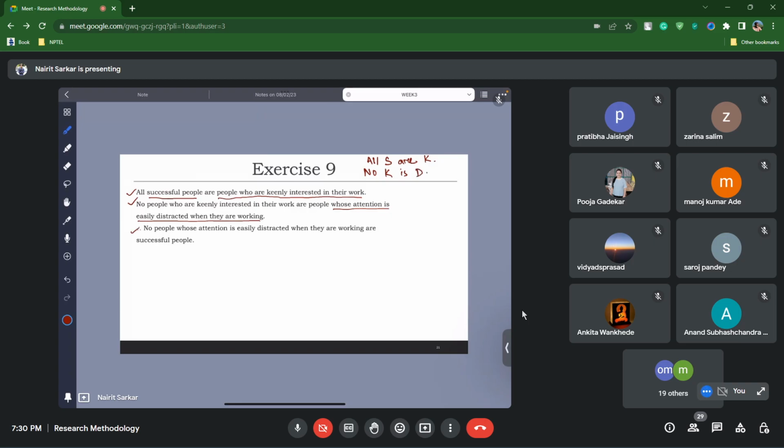And the conclusion is no pupil whose attention is easily distracted is yes. Is it okay? The simplifying, everyone? Yes, sir. Valid. Let's see, valid or not. I also don't know. Let's check. No, D is S.